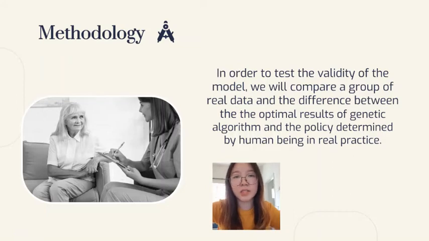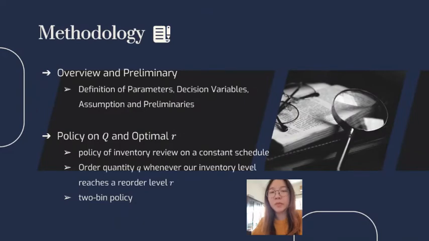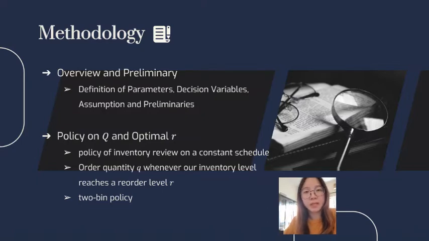In methodology, in order to test the validity of the model, we will compare a group of real data and the difference between the optimal result of the genetic algorithm and the policy determined by human beings in real practice. In this case study, we will use some methods to solve the problem as stated previously. First, we will state the overview and the preliminaries of this case study, which is we will define our parameters, our decision variables, assumptions, and also some preliminaries.